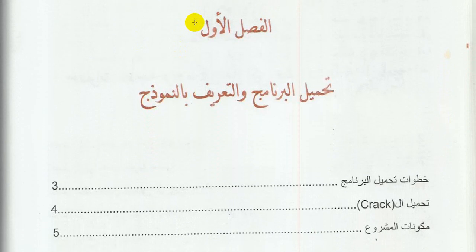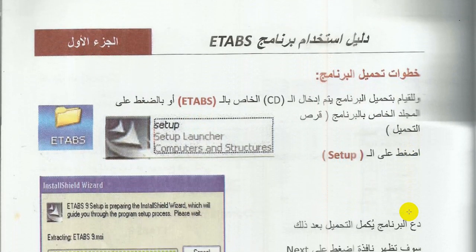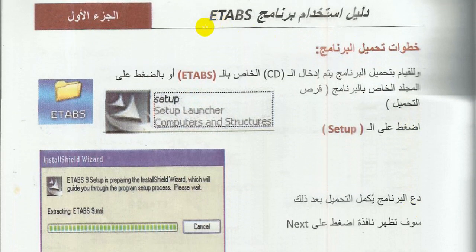Chapter 1: Uploading the program and identifying the model. Steps to upload the program, or steps to upload the software. Project constituents. Directory of utilization of ETABS.